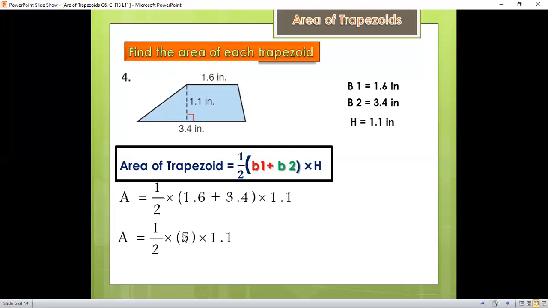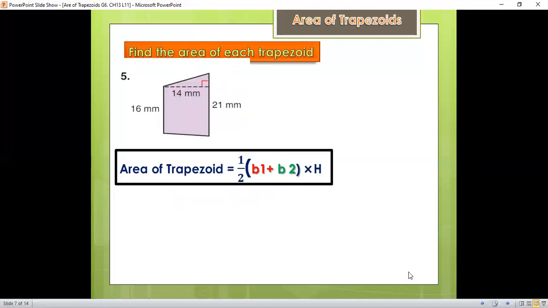2.5 multiplied by 1.1: the result will have two decimal places, because one number has one decimal place and the other has one decimal place. So both of them together give two decimal places. Then the answer is 2.75 square inches.